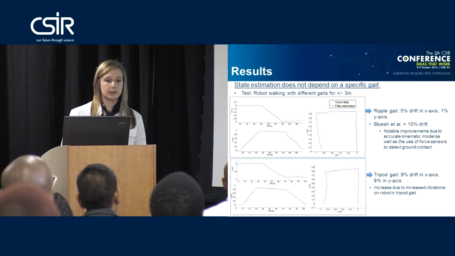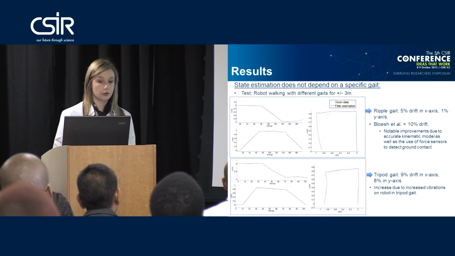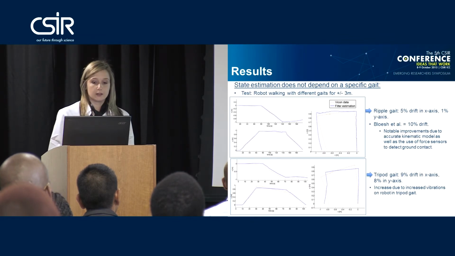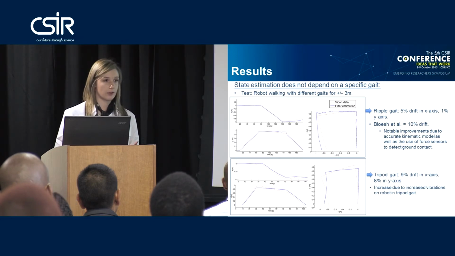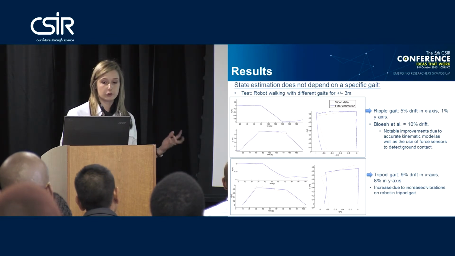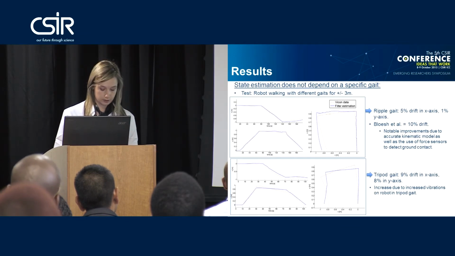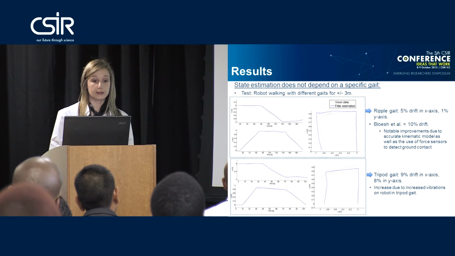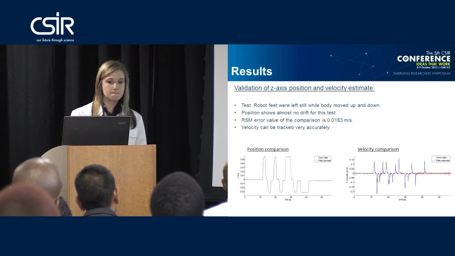So, some of the experiments. In this first experiment, we recorded the position of the robot for 2 different gaits. You can see very accurate estimation. Keep in mind that this is done without any exteroceptive sensors. The difference between the ripple and the tripod gait is due to the robot vibrating more, so there are more errors in the sensors. In the second experiment, the z-axis position and velocity was tested.